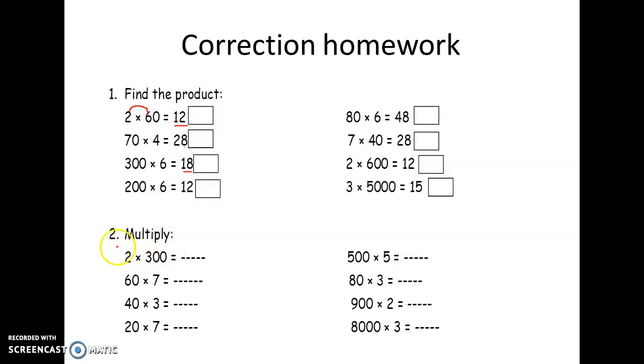Number 2, multiply. You have to multiply first the numbers and then put the zeros. Number 2, you have to multiply and put the zeros. In number 1, you need only to put the zeros.